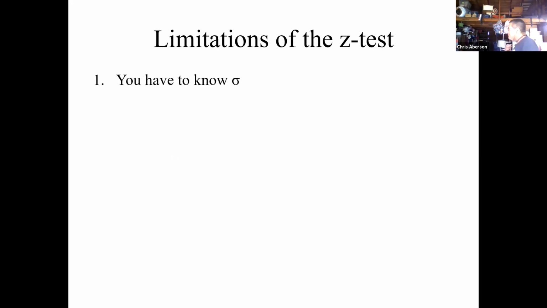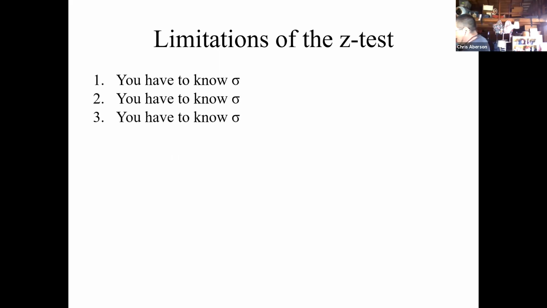You have to know the population standard deviation. That's a huge limitation because we rarely know information about the population. The whole idea behind inferential statistics is we're trying to estimate what the population looks like because we don't know. Just to highlight that, you have to know the population standard deviation.